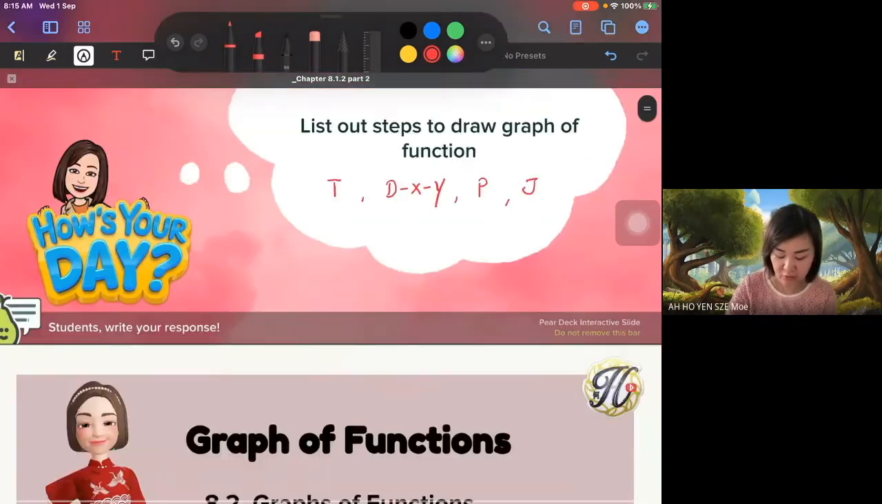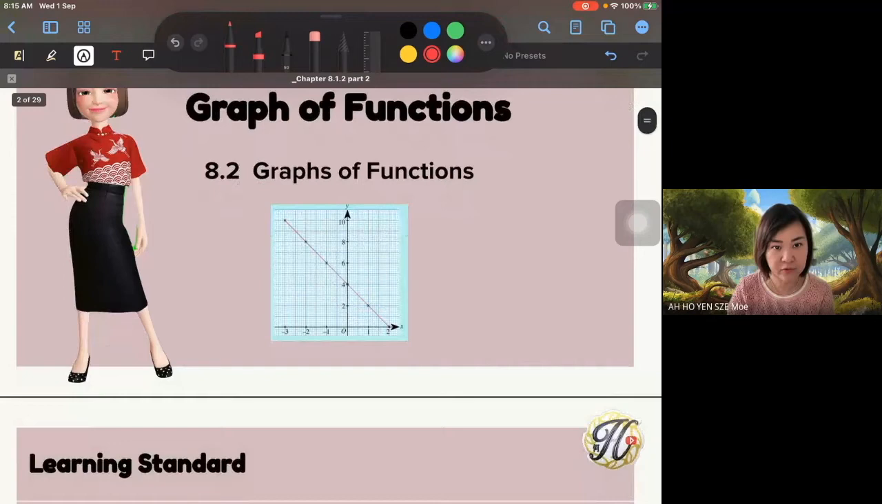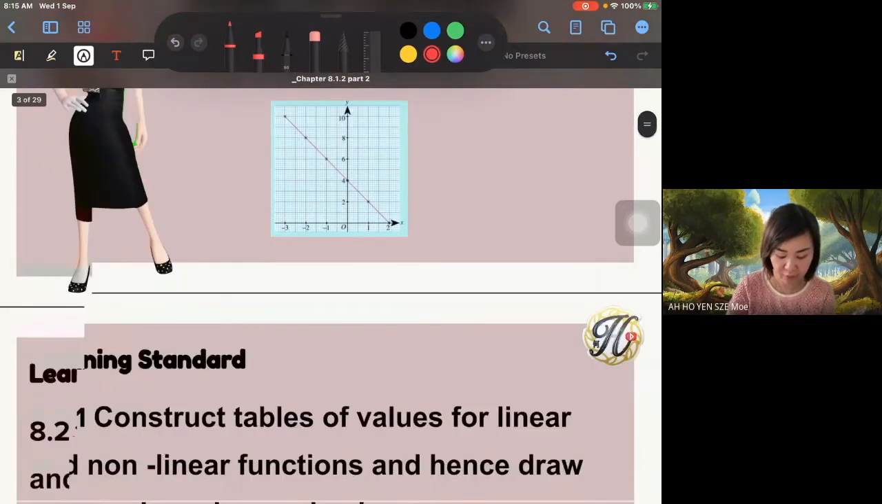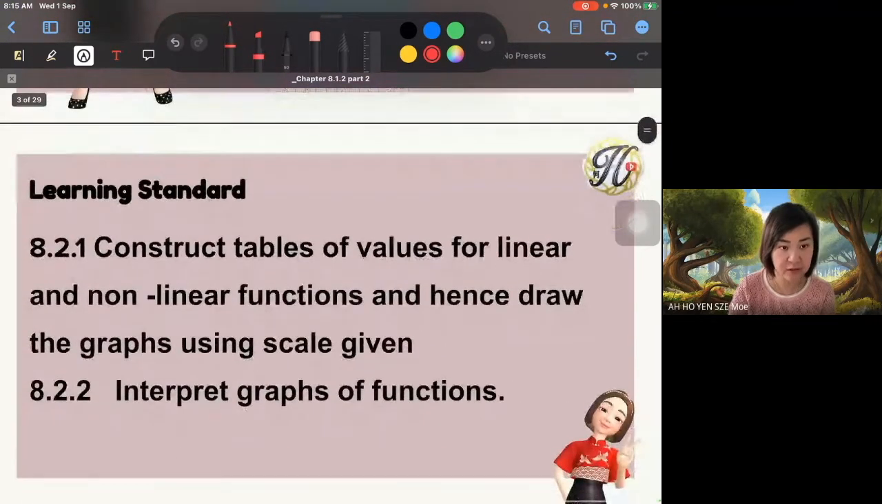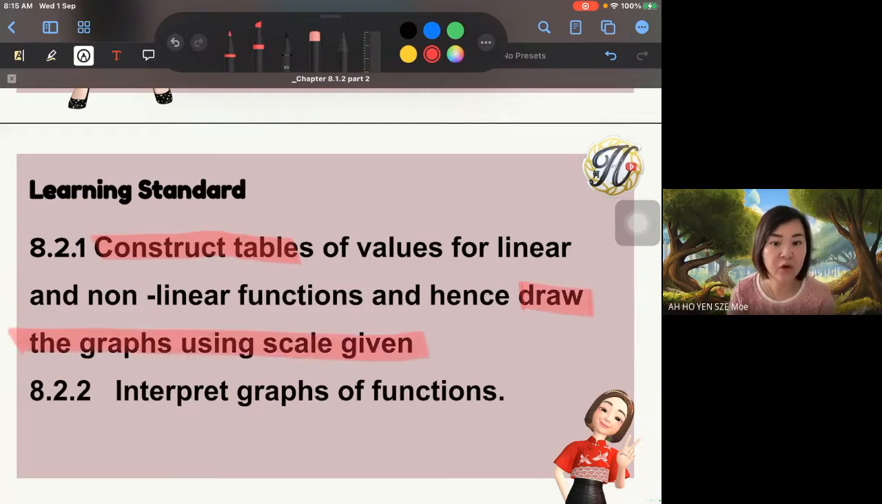Okay, so we still continue on 8.2, graph of the functions, today. The only thing is, 8.2.1, construct tables, we already went through on Monday. Today we will continue on draw graph, drawing the graph using the scale given. On Monday, I already showed you how to draw a straight line graph. Today we will proceed to another 4 types of graph.